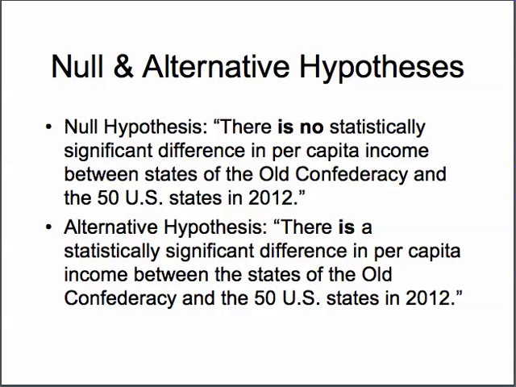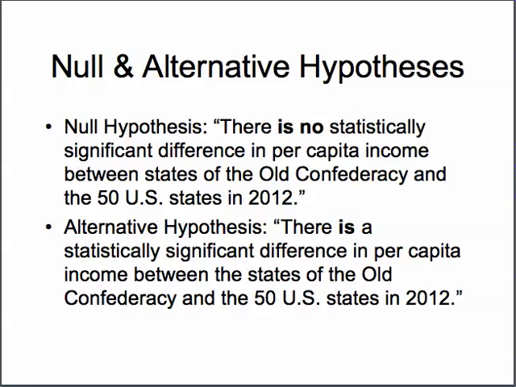For our t-test problem, then, the null hypothesis is, similar to the z-test hypothesis, that nothing happened. That more directly, there is no difference between our smaller sample and a larger sample of data. Specifically, for this problem, the null hypothesis is as follows. There is no statistically significant difference in per capita income between states of the old Confederacy and the 50 U.S. states in 2012.